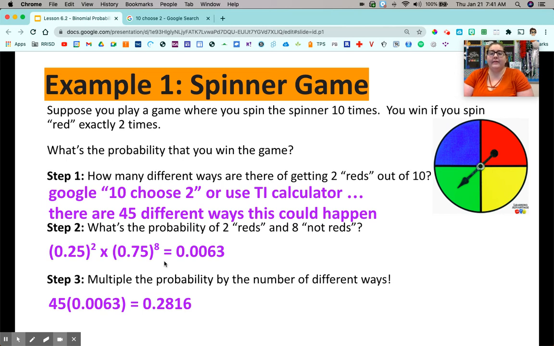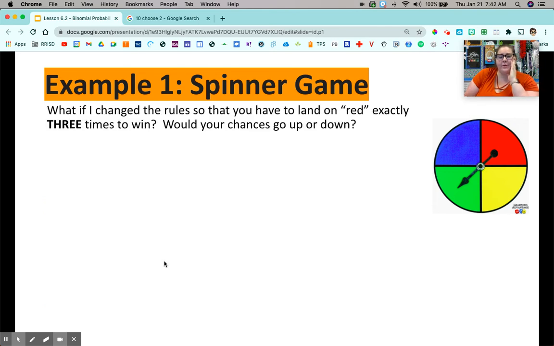Now you may be wondering, you said this was a shortcut. This doesn't feel like a shortcut. This still feels like a lot of work. It's a little bit shorter than what I did earlier with the speckled M&Ms, but it's still not that short. Don't worry, there are quicker ways to do this, which I'm going to get to in a little bit. Okay, I'm going to do one more example.